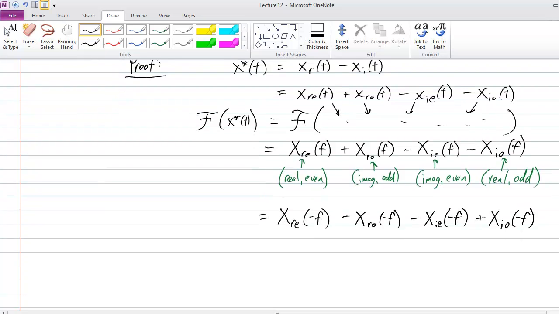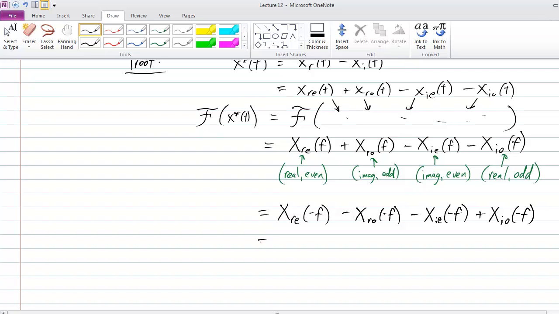And now I'm going to use whether they're real or imaginary for the next step. I'm going to say if it's real, then it equals its conjugate. And then here, because it's imaginary, it equals negative its conjugate. So I change the minus to a plus, and I can stick a conjugate on there.